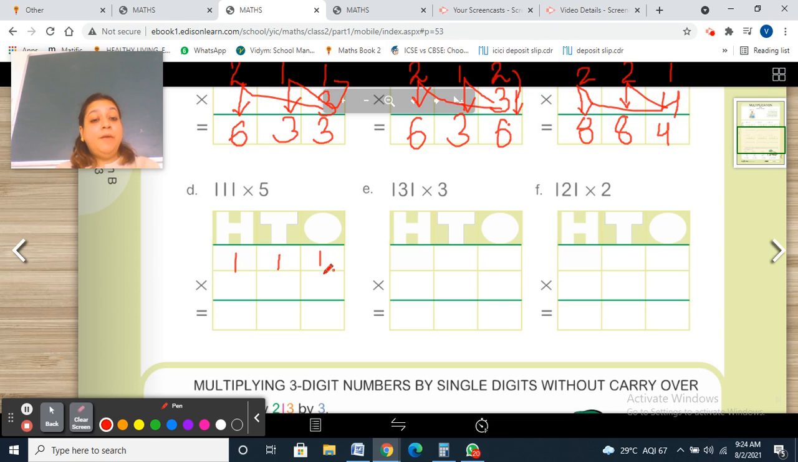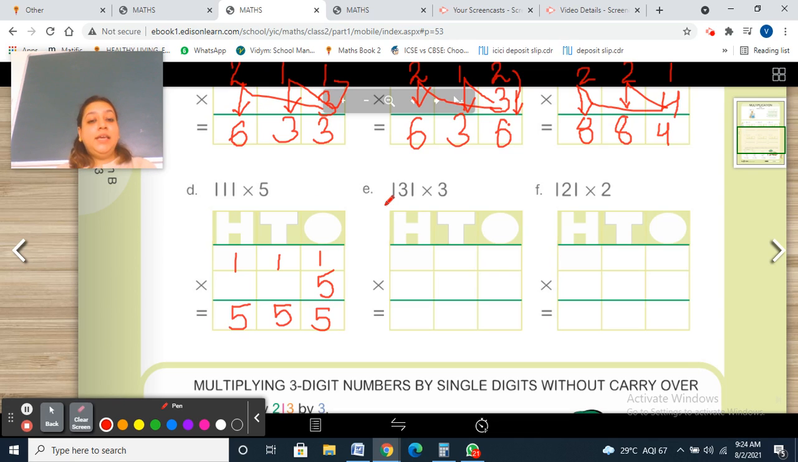111 multiplied by 5. 5 ones are 5. Means we are adding 111 5 times. Or you can say you are adding 5 111 times. You are adding 5 how many times? 111.